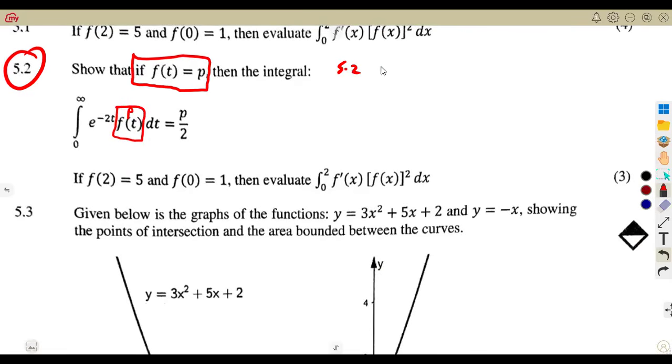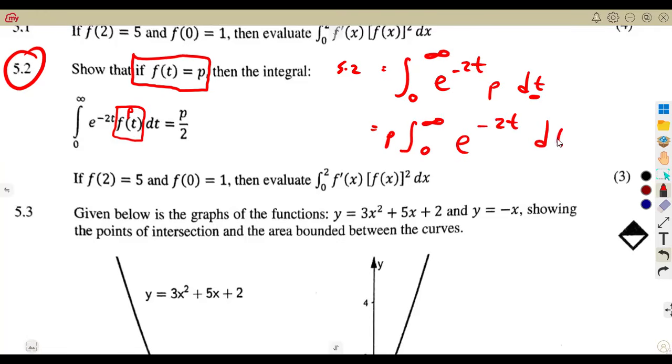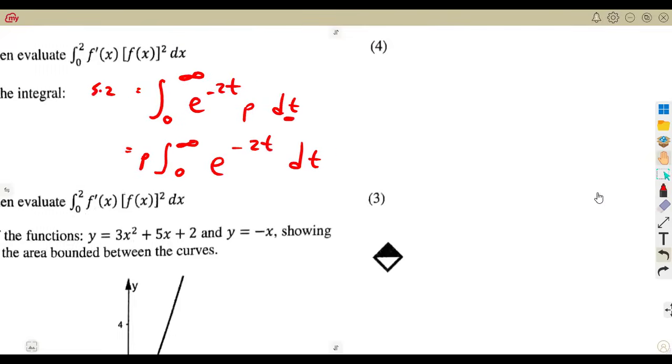So 5.2, you're simply going to integrate this. We've got infinity there, then e to the exponent of minus 2t, and in place of that, you're going to put a p. That is what they mean. P is a constant, so you can take it outside of the integral because we are integrating with respect to t. So we're going to have a 0 there, infinity, e to the exponent of minus 2t with respect to t. Guys, let us integrate. I talked about this indefinite, where we've got infinity values there, substituting of infinite. But anyways, let's integrate.